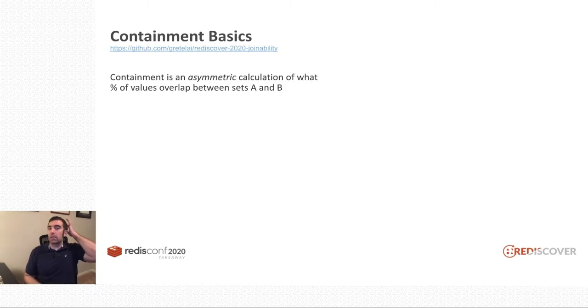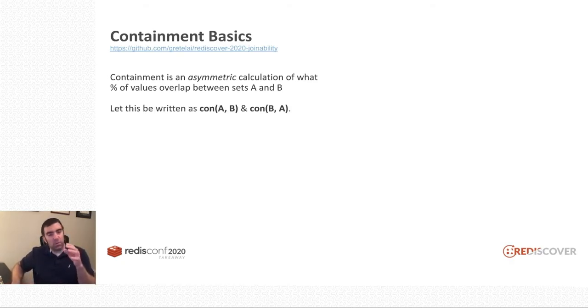So what is containment? Containment is an asymmetric calculation of what percent of values overlap between set A and set B. And when I say asymmetric, it's because it's two-way. So you can actually calculate the containment of set A inside of set B and set B inside of set A. This is a little different than other techniques like a Jaccard index, where that gives you one value for any pairwise tuple of sets. So we'll write this as con(A,B) and con(B,A) for our formula. And we'll let the cardinality of a field be defined as card(F).